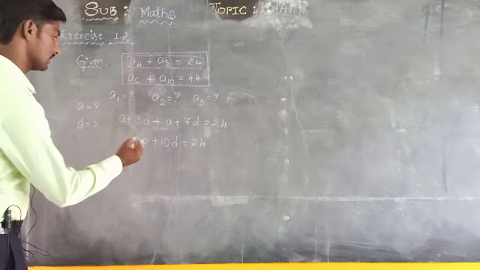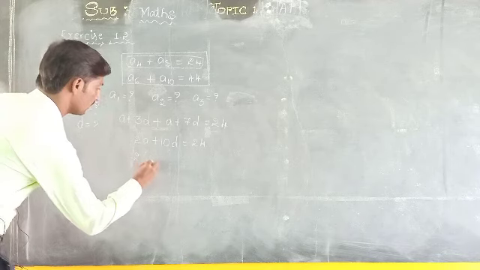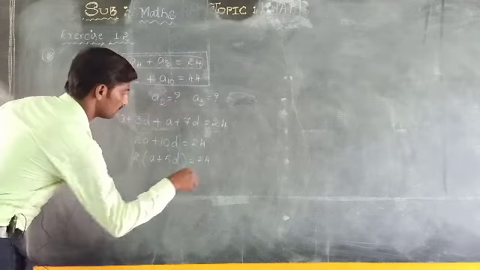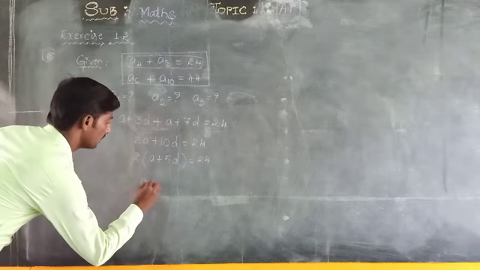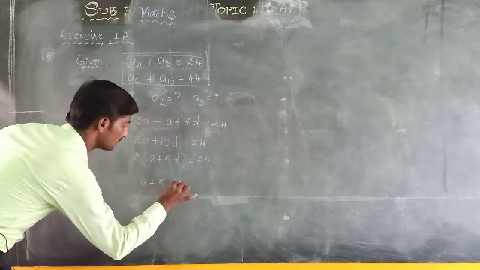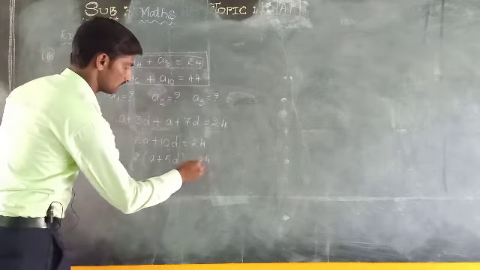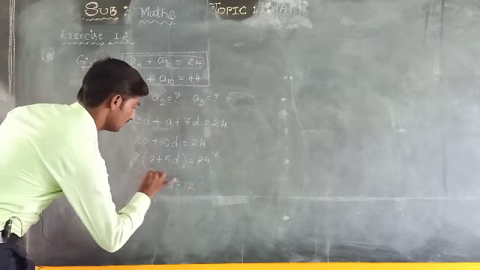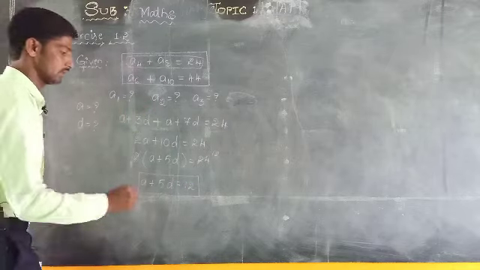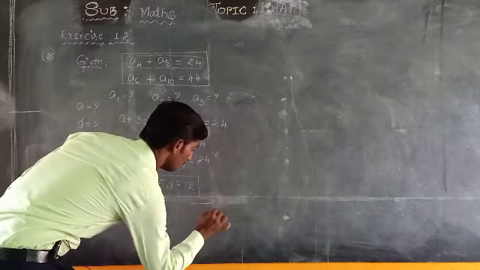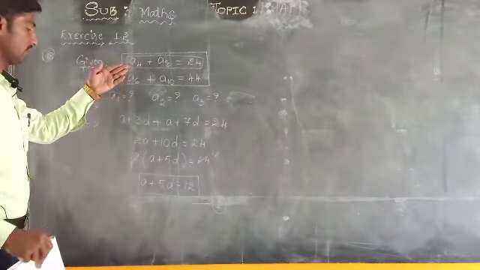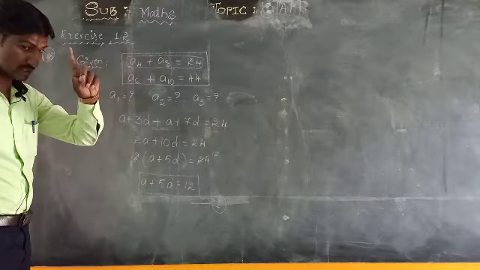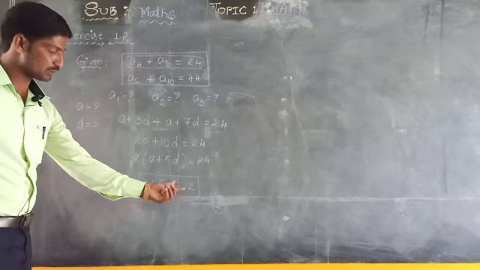On the LHS, take 2 as the common factor. 2 times (A plus 5D) equals 24. According to the rule of transformation, A plus 5D equals 12, since 2 ones are 2, 2 twelves are 24. Call it equation number 1. By using the first data, we got one equation: A plus 5D equals 12. A plus 5D is nothing but the sixth term. The sixth term is 12.